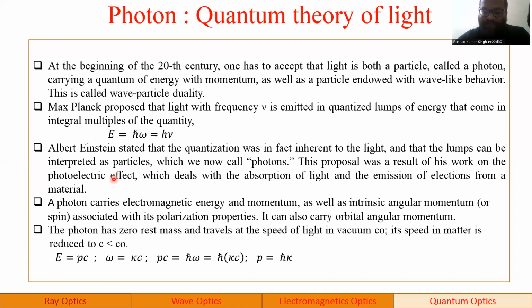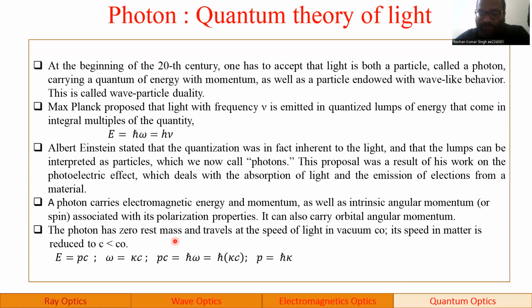And we discussed Einstein. The quantization is not just inherent to light; it is related to all radiation. We gave it the name photon, and that can explain the photoelectric effect. This photon carries electromagnetic energy, equal to h nu, as well as momentum, and also angular momentum similar to electrons.